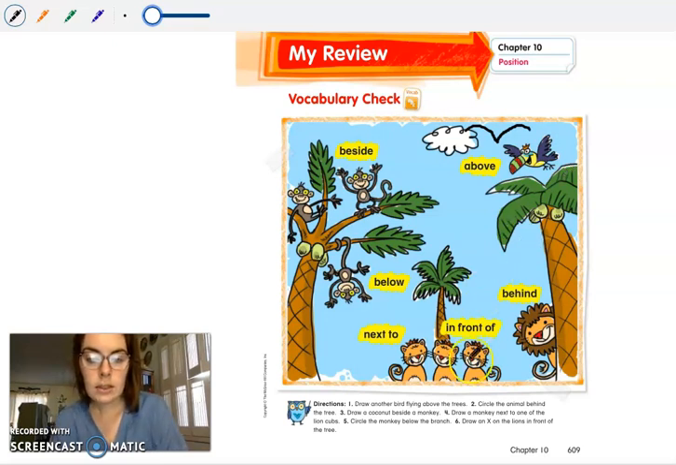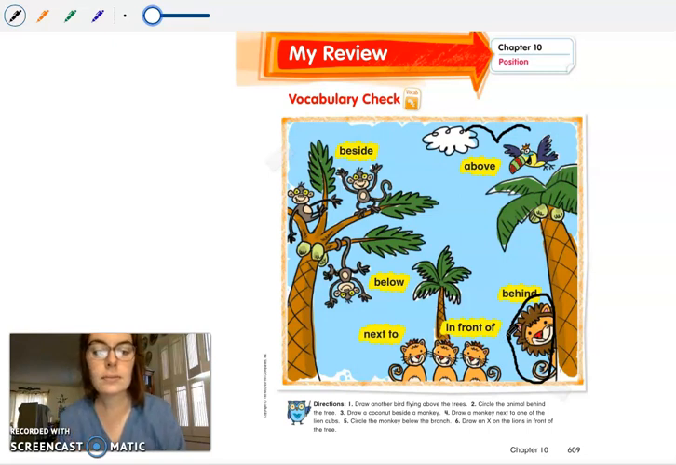Okay, number 2, we're going to circle the animal behind the tree. So here's our tree, here's another tree. Here it is. The lion is behind the tree. So circle the lion, please.